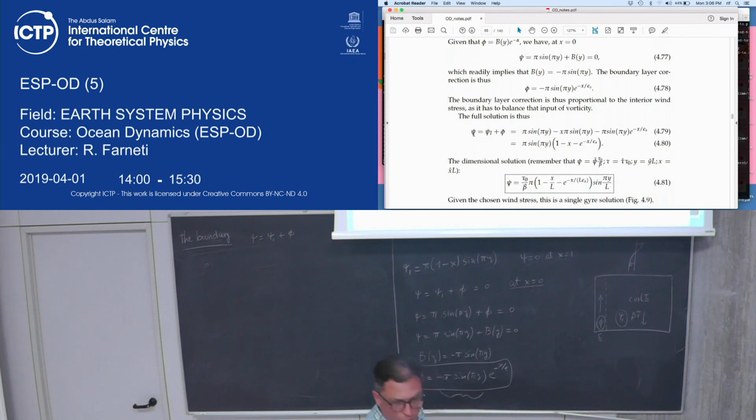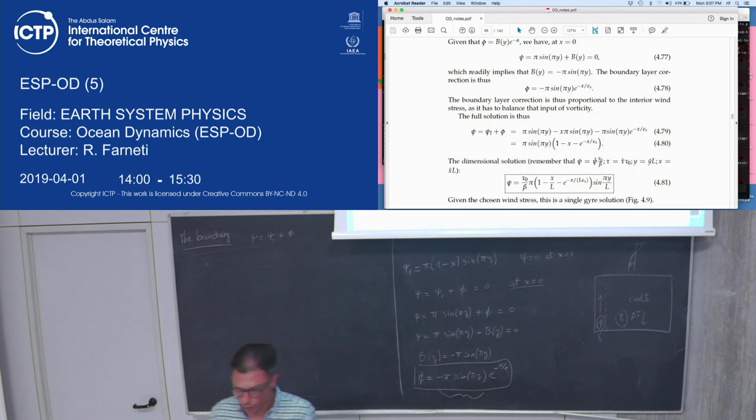So the total transport in the wind-driven gyre is going to be the interior solution, which is in Sverdrup balance, plus the boundary layer correction, which now we know as this. We've decided mathematically and physically that the boundary layer correction has to be in the west, and that the boundary layer correction is proportional to the wind stress curl. So you write the interior solution, which was this, plus the boundary layer correction, which is this. You rearrange terms and you get this.